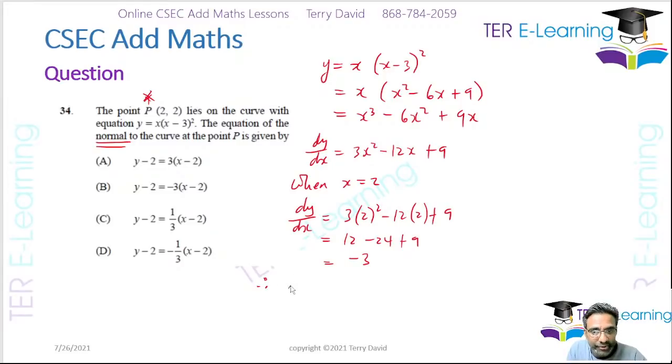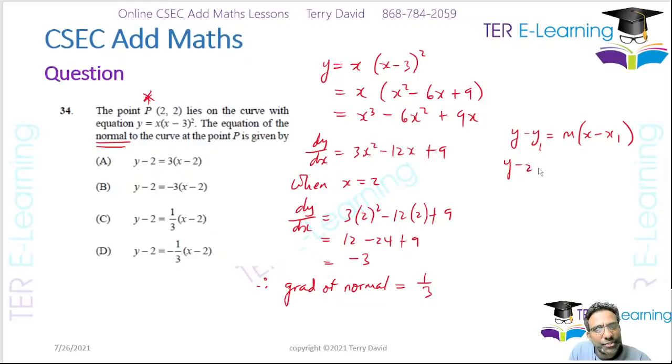But this gradient that we worked out is the gradient of a tangent. So we need to say the gradient of a normal has to be equal to 1/3. That's what the gradient of normal is, 1/3. So we're going to use the point (2, 2) to work this out. The formula to work out the equation of a line is y minus y1 equals m into x minus x1. So it's going to be y minus 2 is equal to 1/3 multiplied by x minus 2. It looks like C for 34. Yep, so that's my equation of my normal. This is not a tangent we're working out here. We're working out a normal, right?